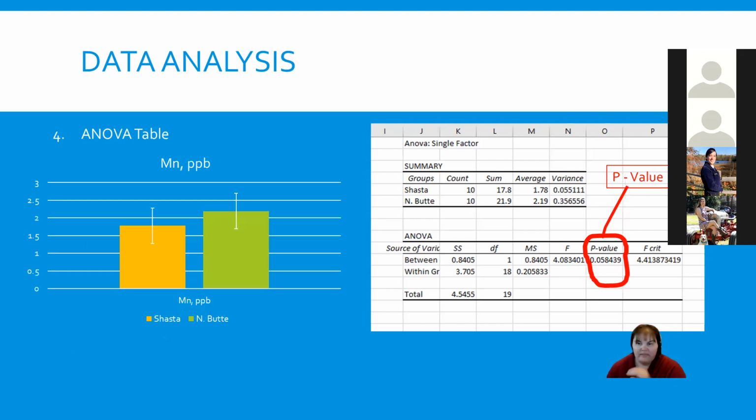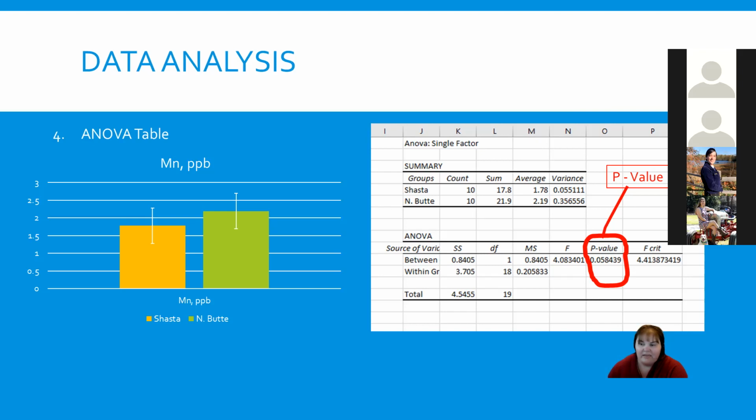Okay, so as we move into our last slide here, our p-value is going to tell us if there was a significant difference in mineral concentration, or in manganese concentration, in the blood between these two treatment groups. Our Shasta group is in yellow, our North Butte is in green. And as you can see, one quick and easy way, it's not foolproof, is that our standard error bars on each of the columns actually overlap with one another. So there really isn't any big difference there.